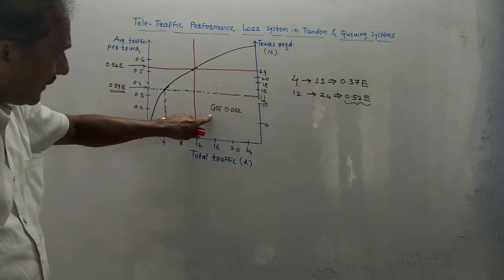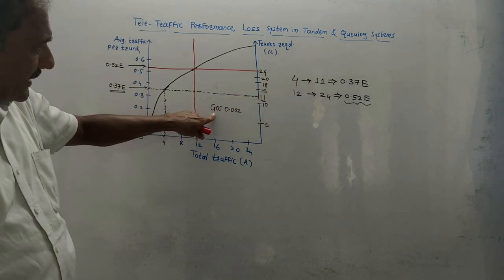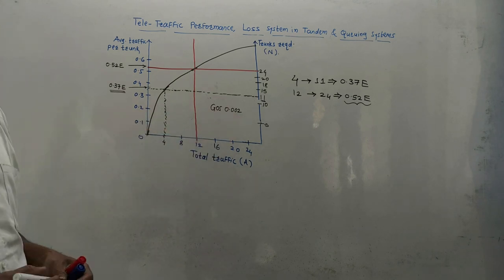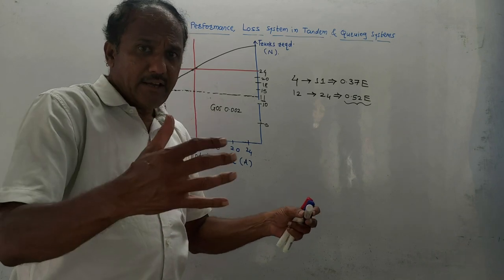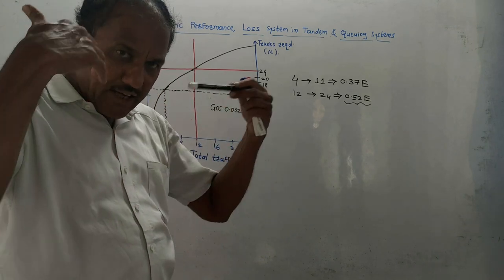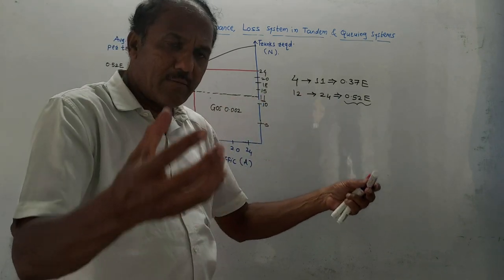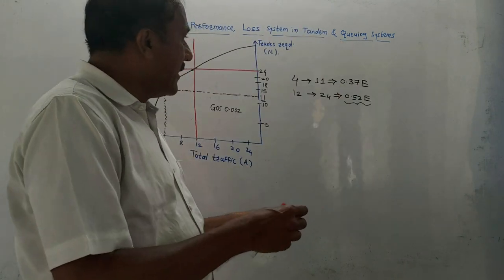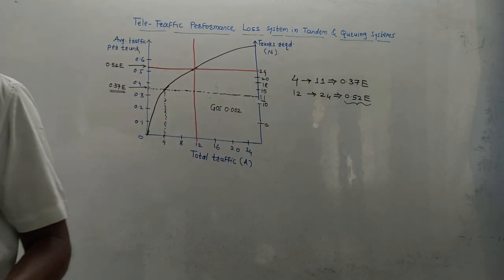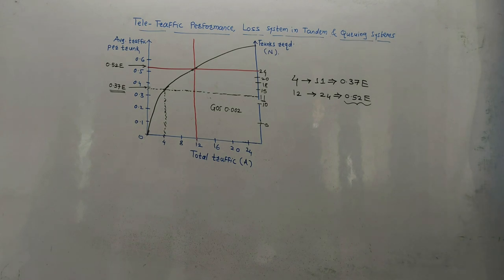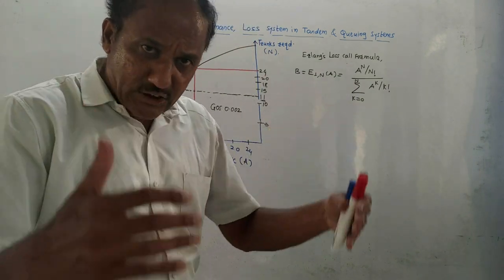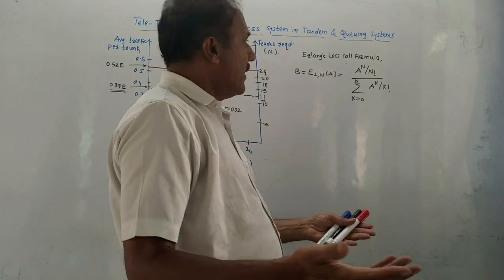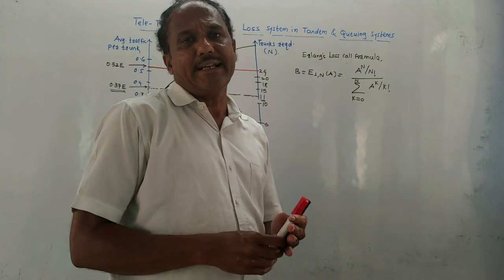And it is for the same GOS, that is grade of service, which is 0.002. But if the number of trunks is increased, it means that you are handling a larger area, larger traffic compared to the smaller area. In that case, there can be the problem of overloading and it will affect the GOS of the system. And if grade of service is affected, then the chances of lost calls will be more. Let us discuss it with some mathematical analysis.